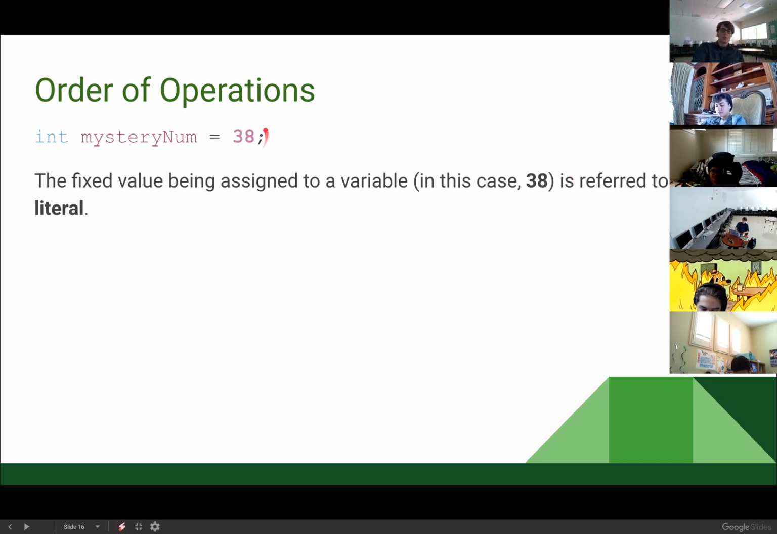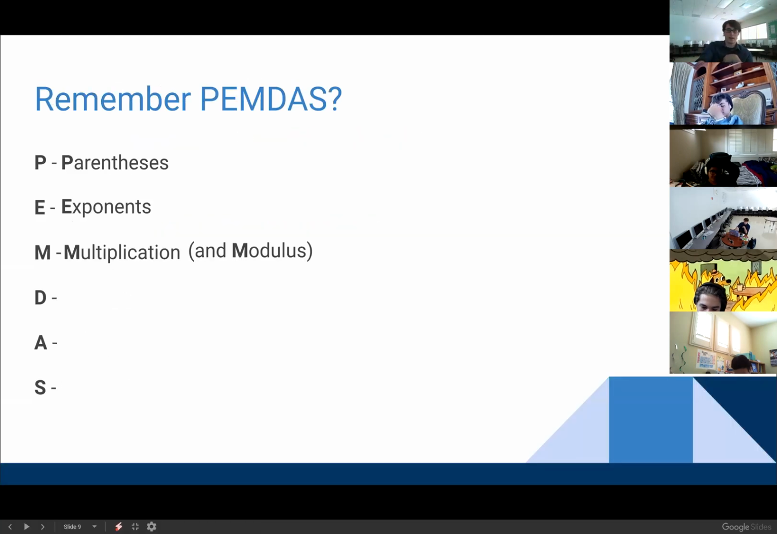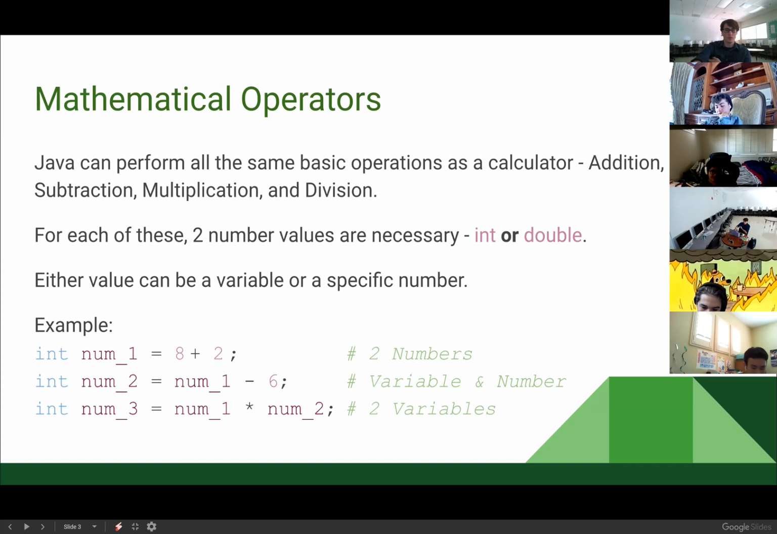And this 38 value is referred to as a literal. Anytime we create a specific value and assign it to a variable, that value is called a literal. Like I was saying way back at the very beginning, 8 is an integer literal, 2 is an integer literal. We talked about string literals a few classes ago. So any programmer-created value that we type in ourselves is called a literal.